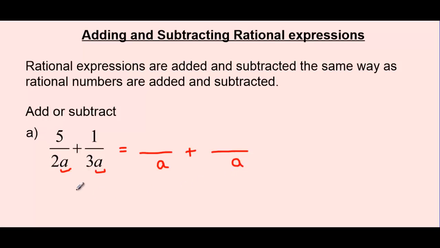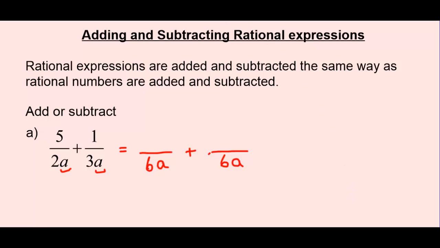What they don't have in common is a 2 and a 3. So we're going to need to include a 2 and a 3 in our common denominator. Well, 2 times 3 is 6. So if we include both, it would actually turn into 6a. And that makes sense to us. 6 is the lowest common multiple between 2 and 3, and they both have an a.